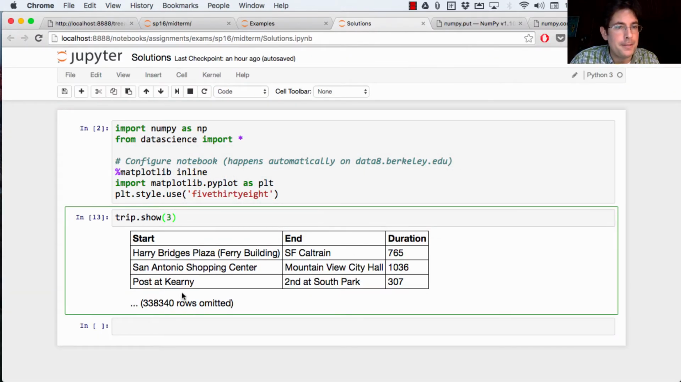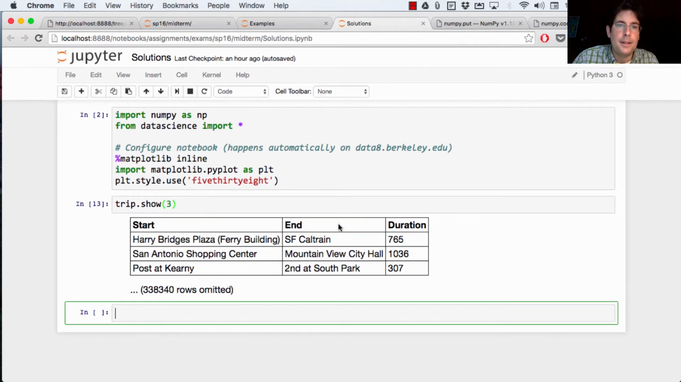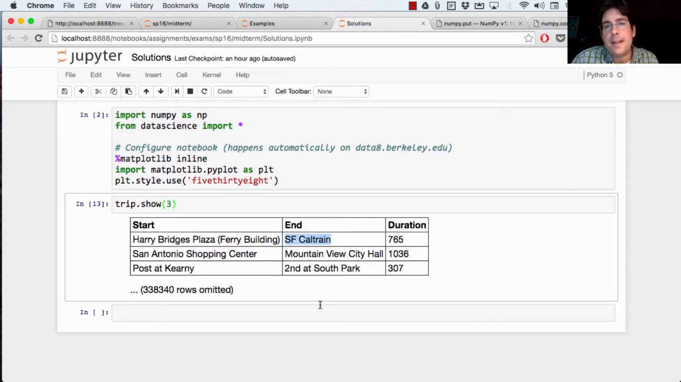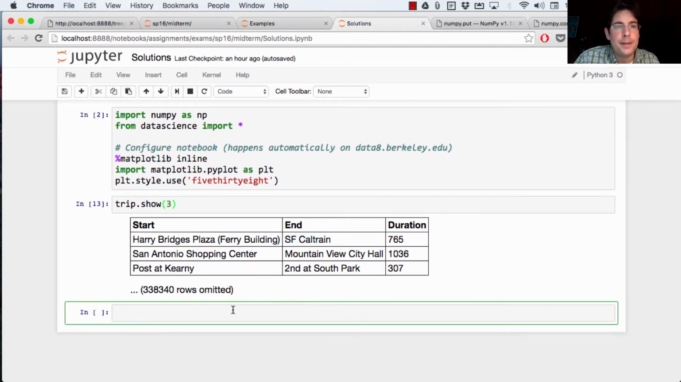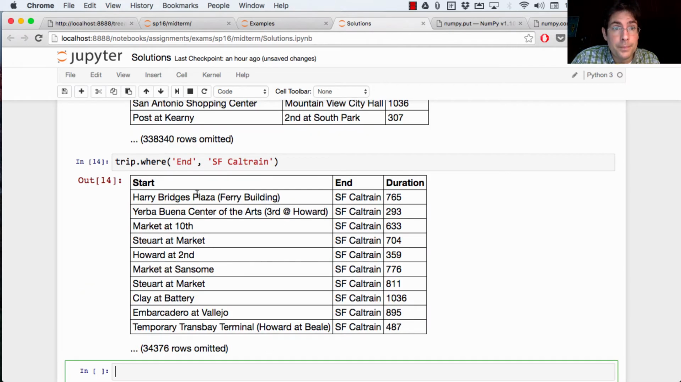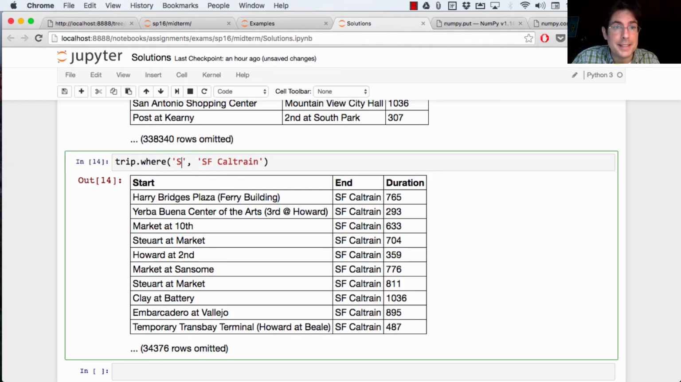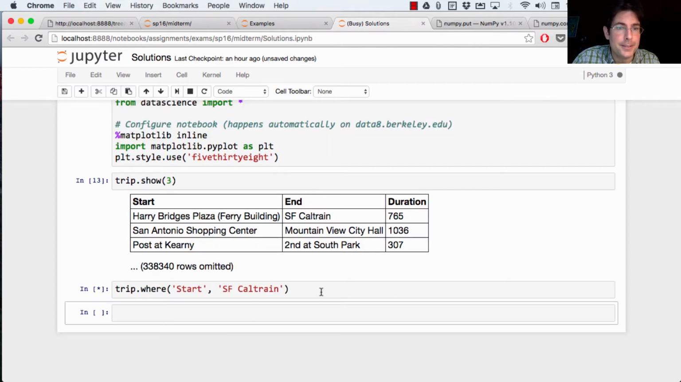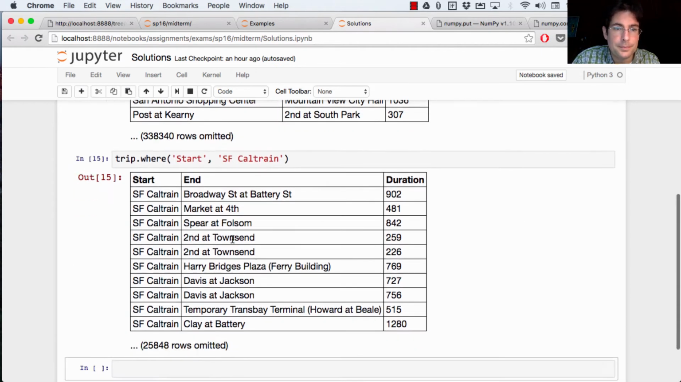Well, here's the trip table itself. SF Caltrain is one of the values in the end column. So if I write trip.where end is SF Caltrain, hey, sorry, I did it wrong. The question asked starting at the SF Caltrain station. So that's a different column. Okay, that's many fewer, 25,000 rows.